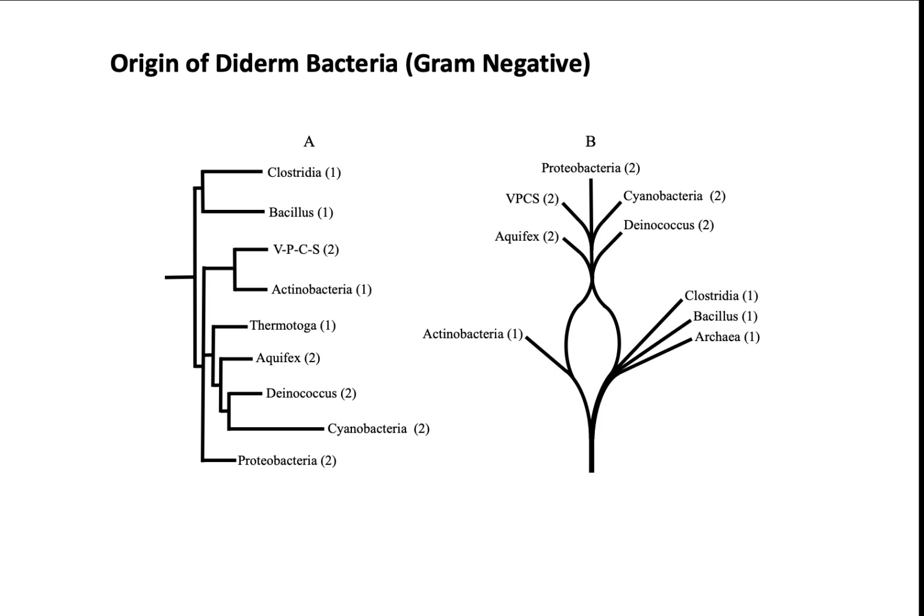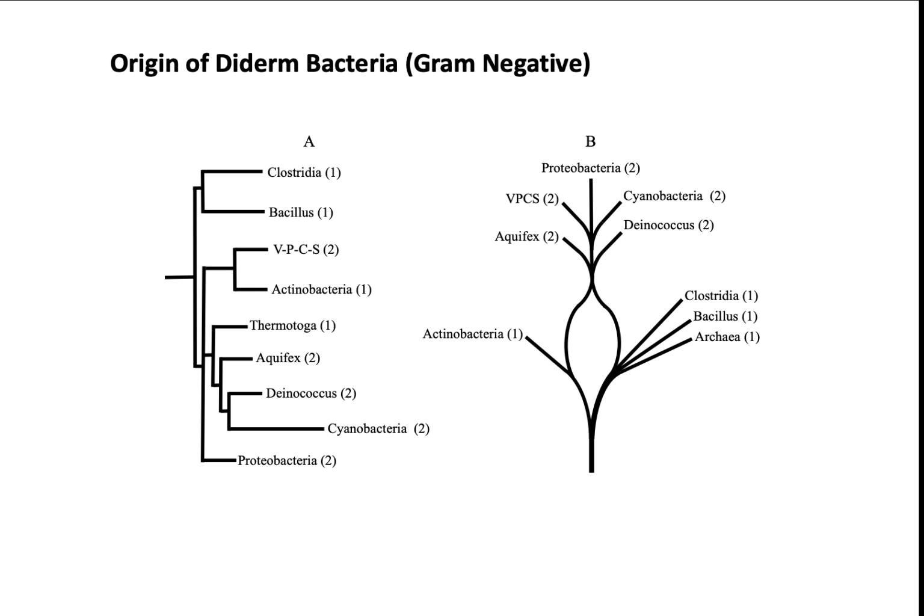And then there have been some theories as to the origination of diderm bacteria. Those are gram-negative bacteria with two membranes, versus the monoderms, the gram-positive bacteria with one membrane. So if you look at a phylogenetic tree, you find that there's a mixture of monoderms and diderms all mixed together. So these monoderms and diderms are said to be polyphyletic, meaning that they exist in different parts of these phylograms.